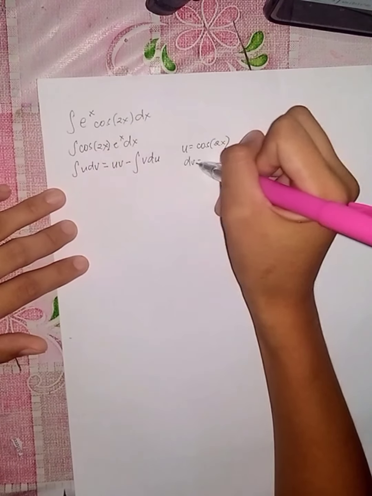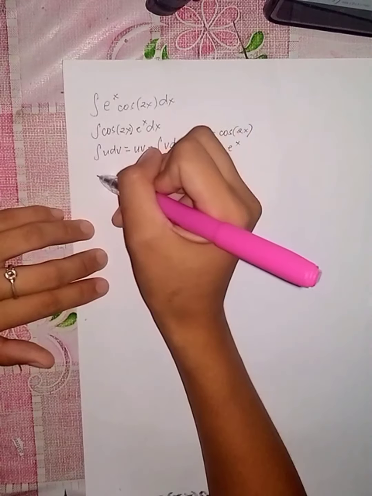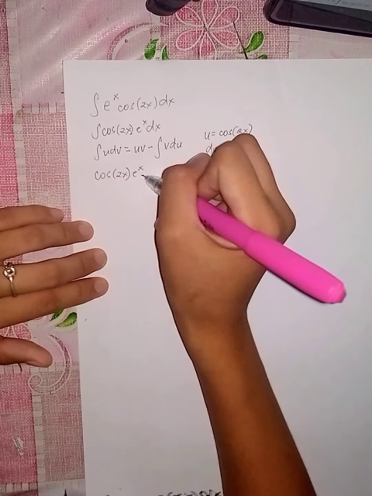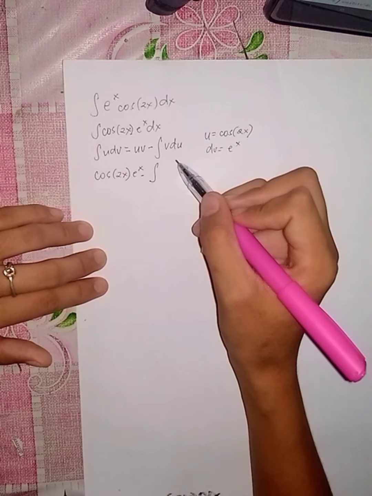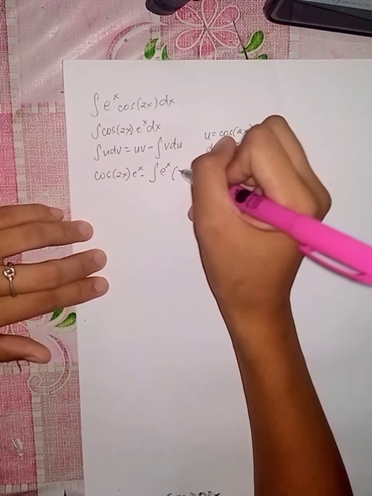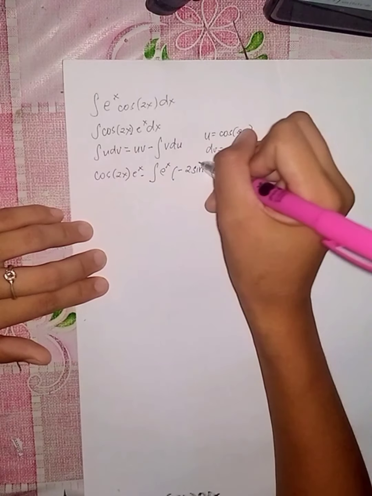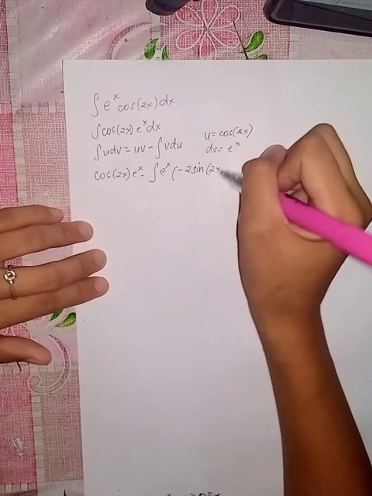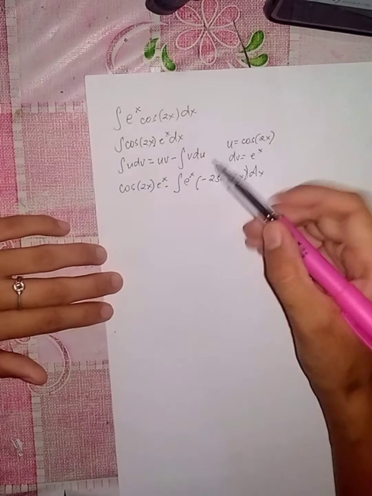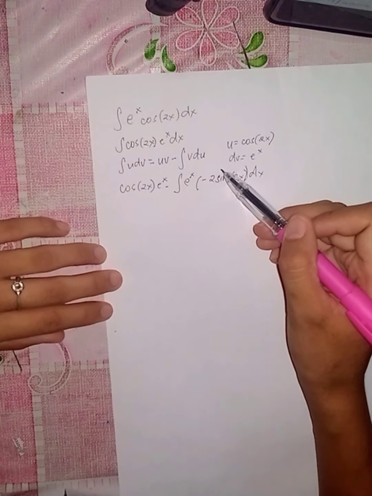and dv is equal to e raised to x. So magiging cos 2x e raised to x minus the integral of v du, e raised to x times negative 2 sin 2x dx. Then since negative 2 is constant with respect to x, move negative 2 out of the integral.